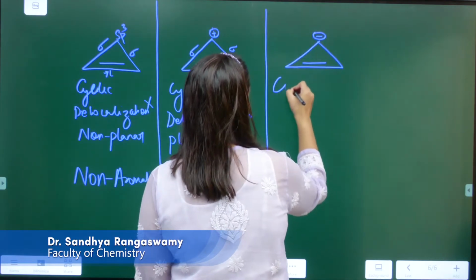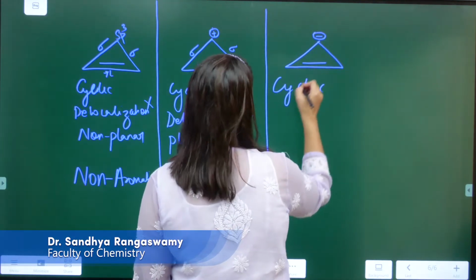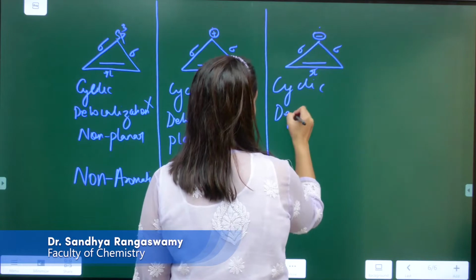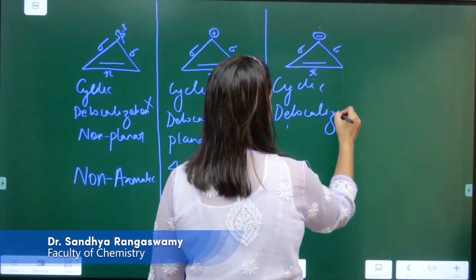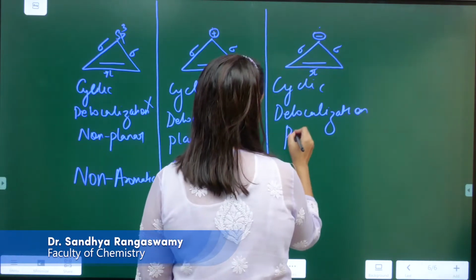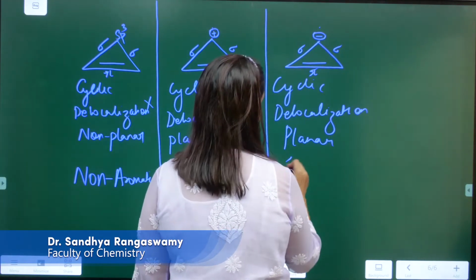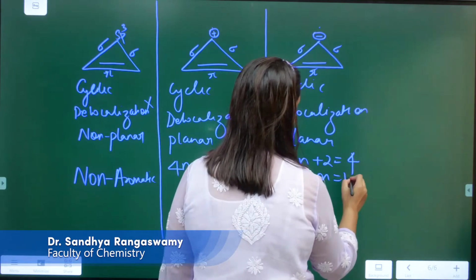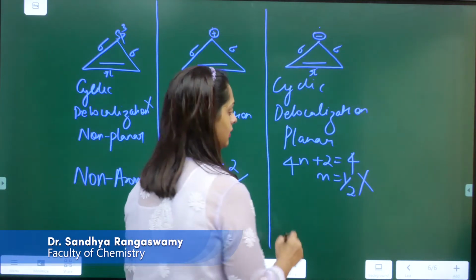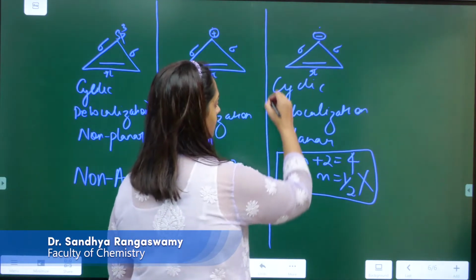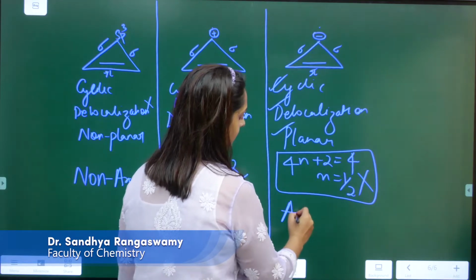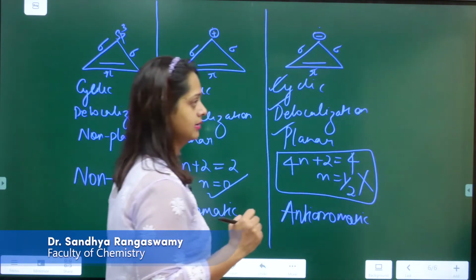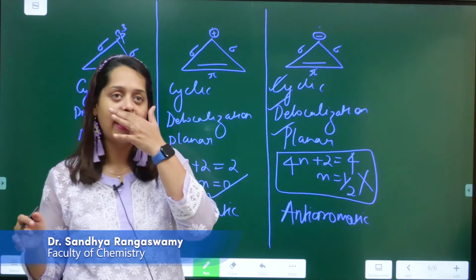Fine. What about the last compound? Cyclic. Delocalization is there, pi, sigma, lone pair, pi, sigma, right? So delocalization is also present. Planar, yes, it is a planar molecule. When I see the Huckel rule applicability, I see my n value coming as half, thus deviating from Huckel's rule. When a molecule deviates just from Huckel's rule and follows the first three, then it is an anti-aromatic compound. Clear?